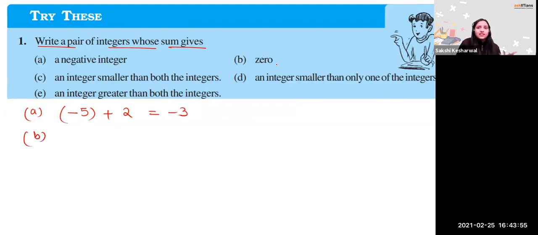The sum is 0. That is an additive inverse. Take any number, like take minus 2 and then plus 2, right? So this is equal to 0. Now do the C part.